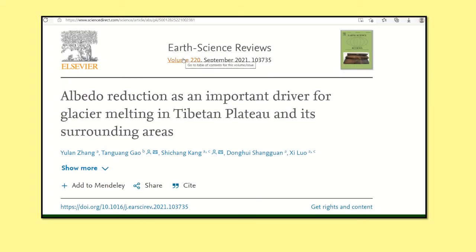Any glacier melting, particularly the Himalayan glacier melting, is related to albedo reduction, and it plays a very important role in the terrestrial heat budget. So glacier melting is not only a phenomenon related to the hydrosphere or water storage, but it is also related to the terrestrial temperature of the earth.